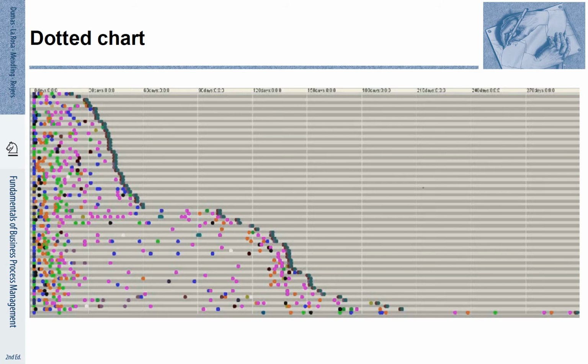There are different visualizations that are used by process mining tools to this end. The first and most basic visualization is the so-called dotted chart. It was first introduced to process mining by the ProM tool. The dotted chart shows each event of the event log as a dot, and the colors of these dots correspond to the types of events.